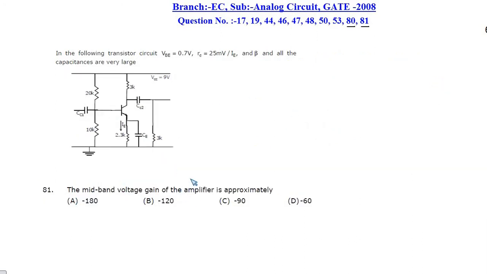Coming to the next part, we have to find the mid-band voltage gain of the amplifier. To find the gain of the amplifier, all the capacitors will act as short circuits, that is, they will provide a low impedance path. So as C is shorted, this RE resistance will also be shorted, and the DC voltage source will be replaced by its internal resistance, so this will also be shorted. So this will be grounded, this will be grounded, and this will be shorted. So this 3K and 3K will come in parallel in the small signal circuit.